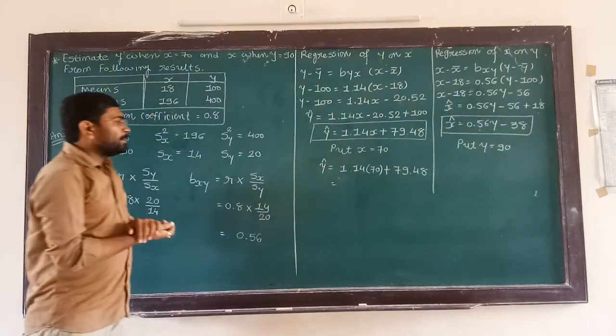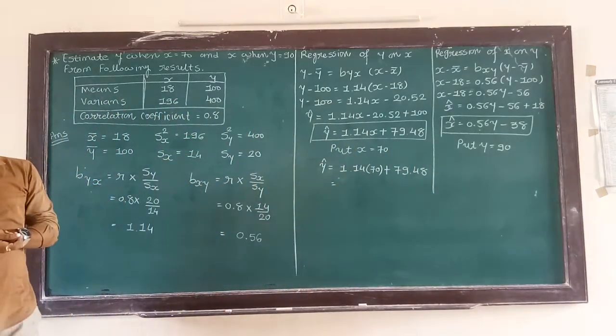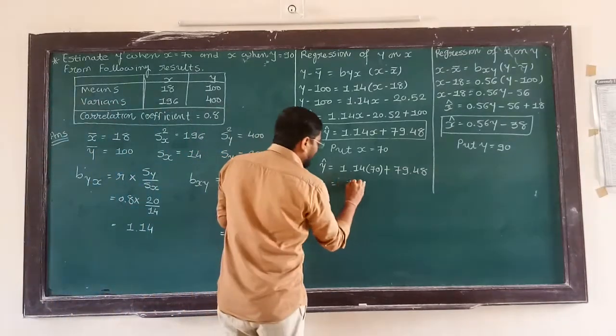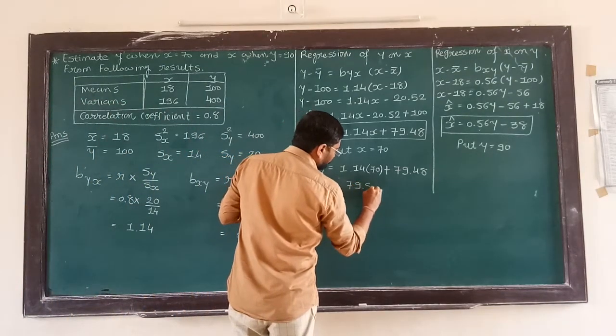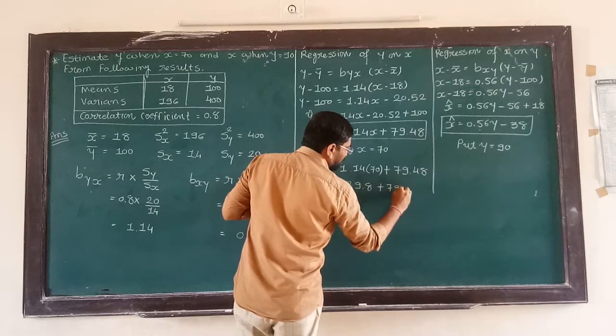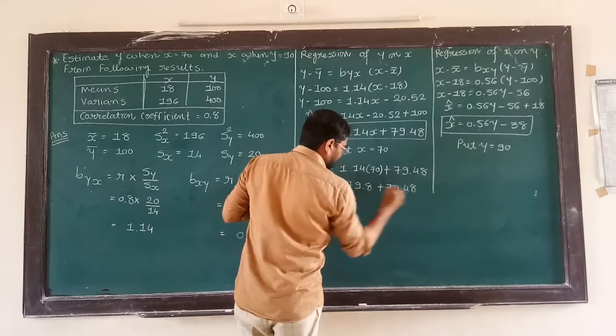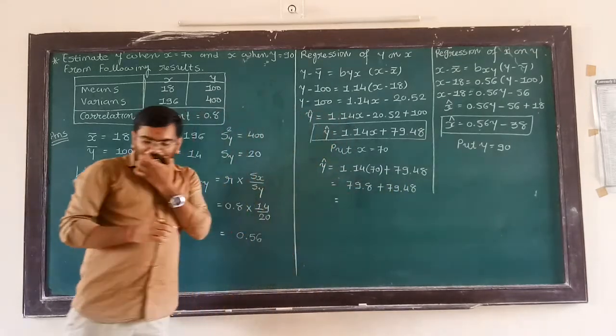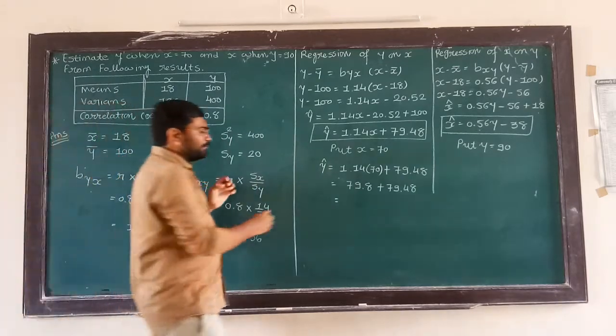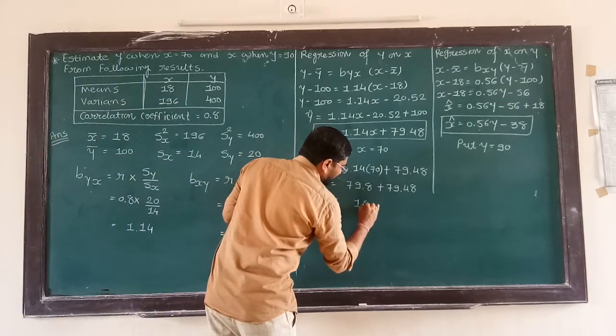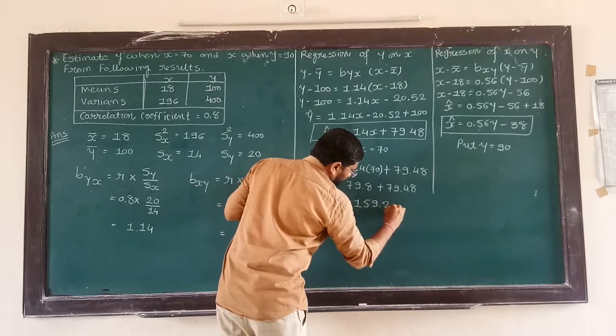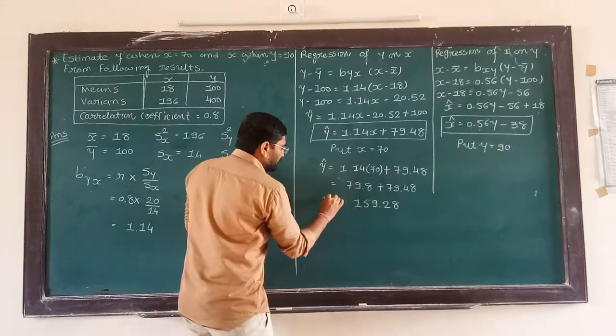Here 1.14 multiplied by 70 is 79.8, plus 79.48. Now addition of that is 159.28. Here we got y is 159.28.